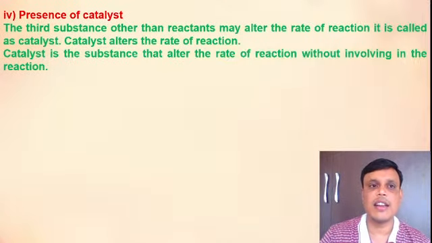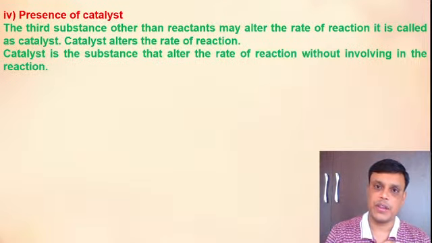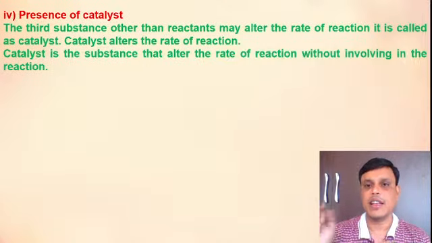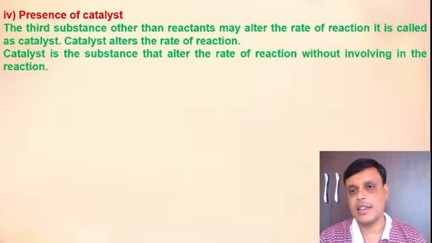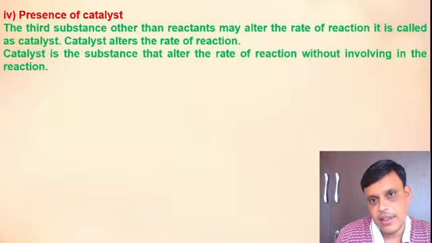So what is this catalyst? A catalyst is any substance that alters the rate of reactions without being consumed in the reactions. And if it is involved in the reaction, then at the end of the reaction it is regenerated. That substance is called a catalyst. Now we will see how this catalyst increases the rate of reactions.